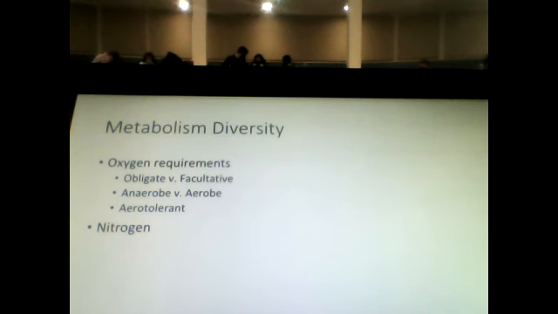And anaerobic versus aerobic. Anaerobic meaning not oxygen, aerobic meaning oxygen. And aerotolerant bacteria are okay with oxygen, but they don't use it. So they can be in the presence of oxygen. Oxygen doesn't kill them, but they don't use the oxygen.